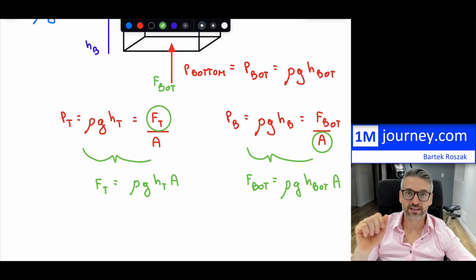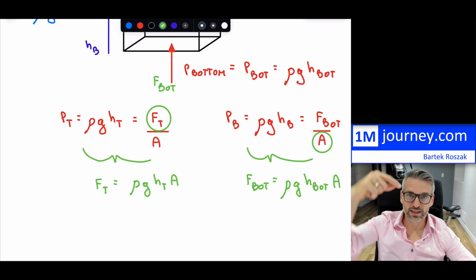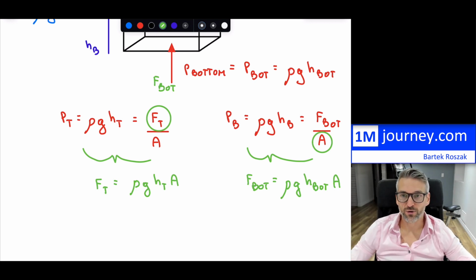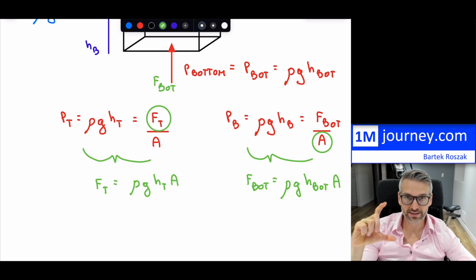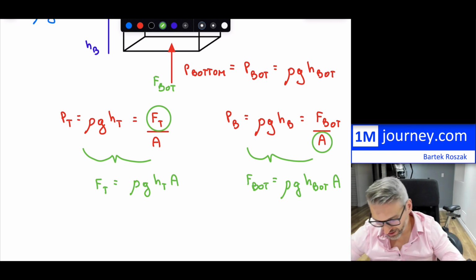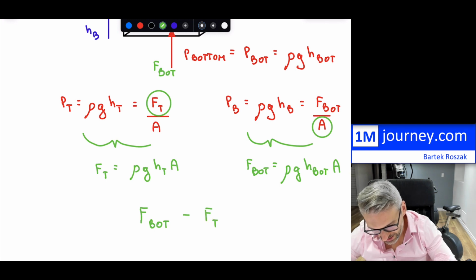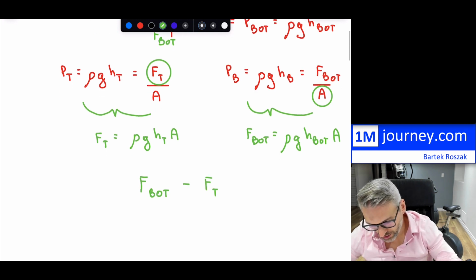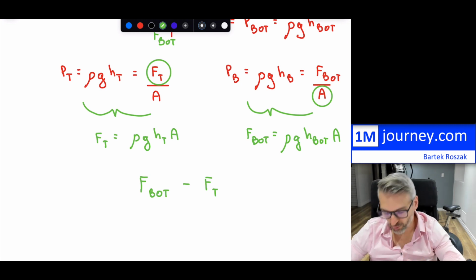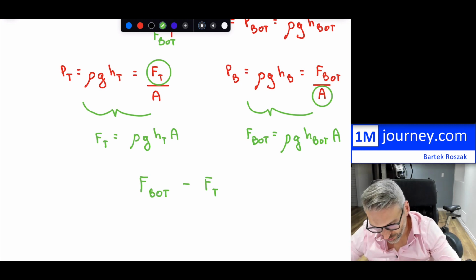Now, one is acting up, and the other one is acting down. The one at the bottom is going to be greater because that height to the surface is bigger. So if you wanted to see, if we would draw a schematic here, we would find that the force at the bottom minus the force at the top, T, would be the overall force acting upwards due to the pressure of the fluid.